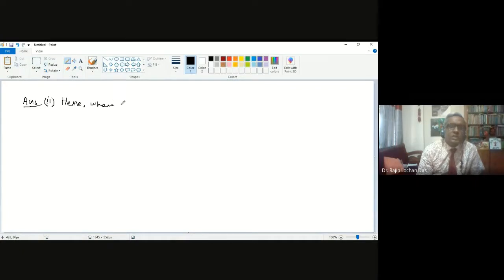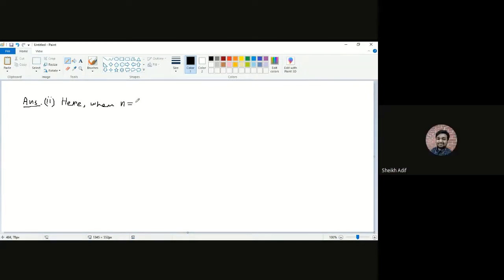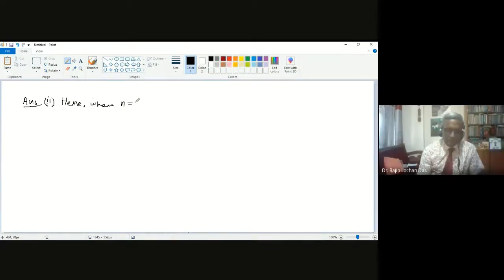Check the second question and tell me what is the first value. What should we take for n as the first value? It should be a natural number and more than 6. So the first value can be 7. Yes, correct. You cannot put less than 7.